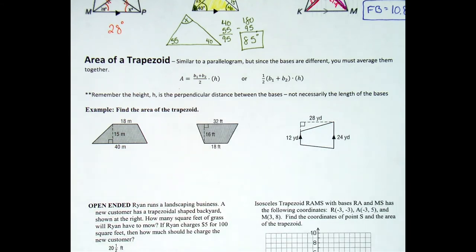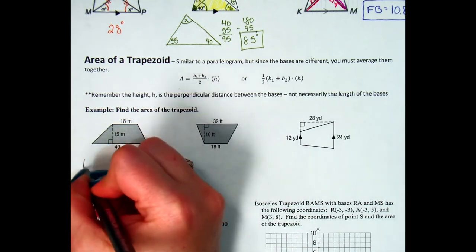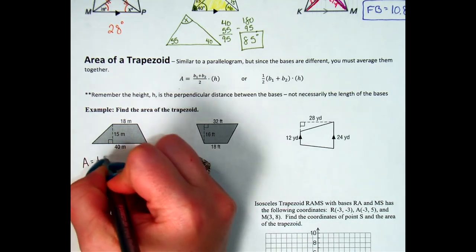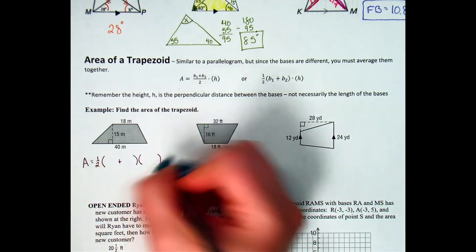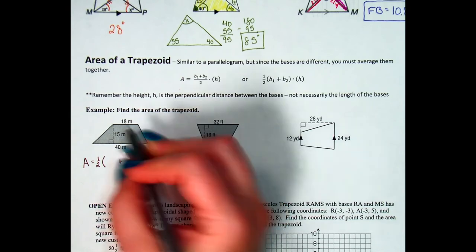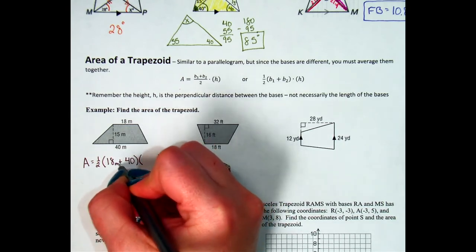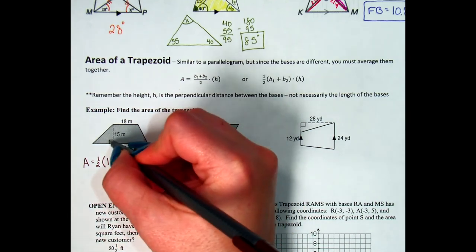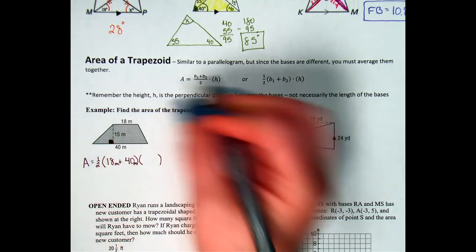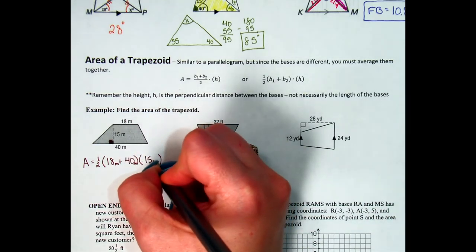Okay, let's look at my first example. Find the area of this trapezoid. So the area equals 1/2 the bases added together times the height. My two bases are 18 and 40, and those are meters. And my height is where it comes together at a 90-degree angle inside. Sometimes they draw them outside. It is 15.